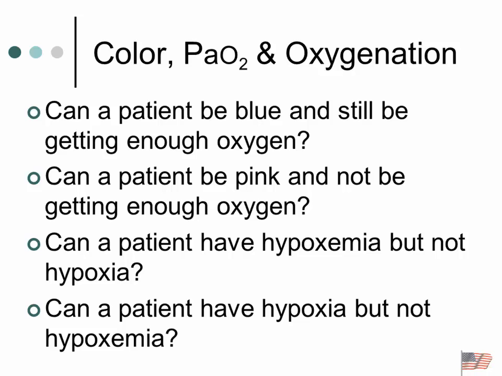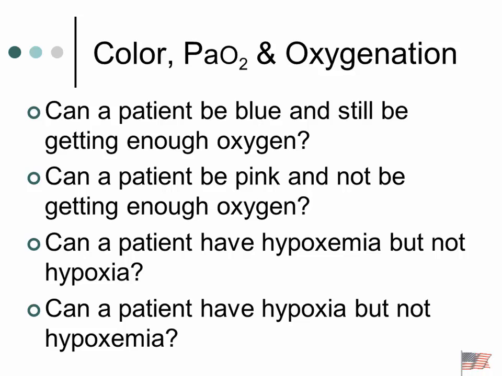Can a patient be blue and still be getting enough oxygen? Big bloaters and big buffers. That's right. Actually, there are two different types of patients that have pulmonary disease. One appears pink, one appears blue. So yeah, you can have a patient that is blue, but his oxygenation status is acceptable. Can a patient be pink and not be getting enough oxygen? And the answer is yes. We'll talk about why in a second.